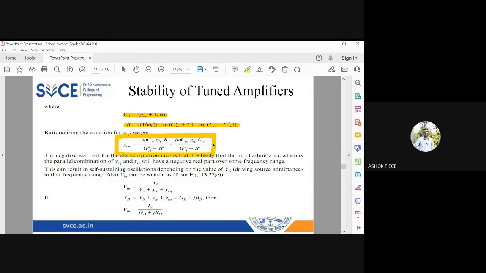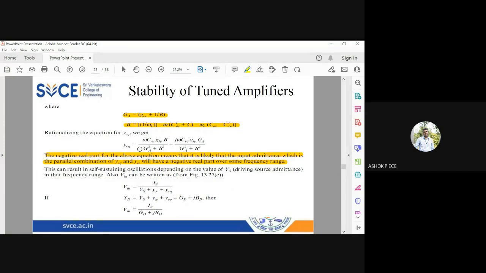So you can see here, after conjugation and multiplying, the real term is negative. So the real term is going to be negative. The real term represents the input impedance, the parallel combination of YEQ and YIE, which will be negative over some frequency. So whenever the admittance is going to be negative, the resistance is also going to be negative.